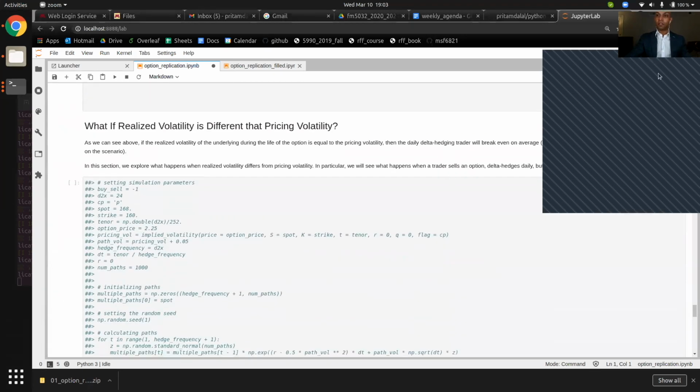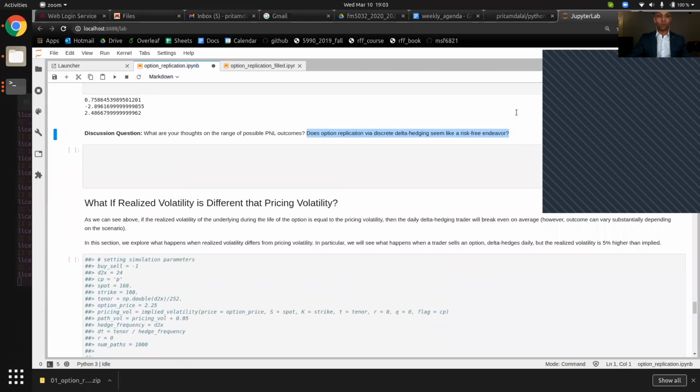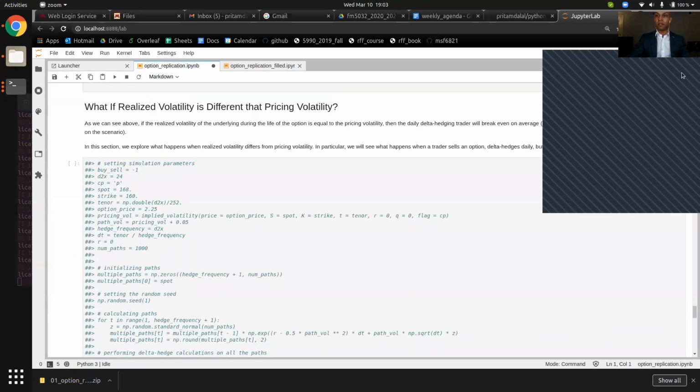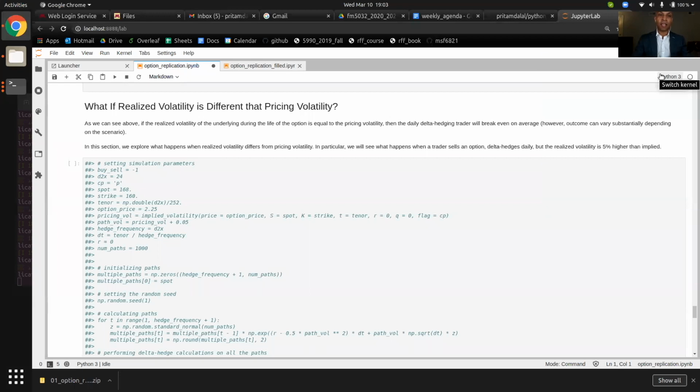So here's an interesting thing. What happens if your realized volatility is actually different than the pricing volatility? We know that if the realized volatility is the same as the implied volatility that you bought or sold the option at, well, then you're fine. At least on average, you're going to break even. But what happens when realized volatility is actually different from the pricing volatility that you bought or sold your option from?